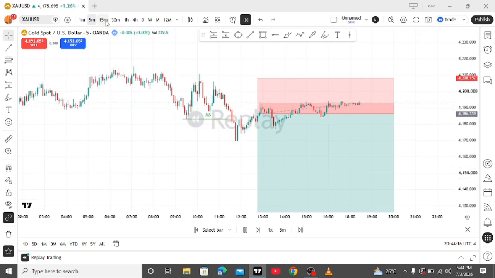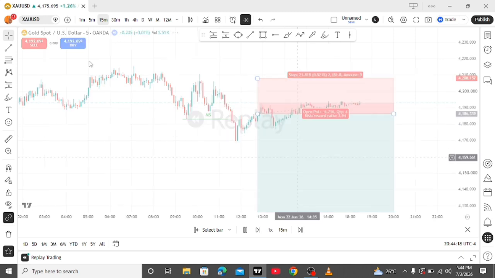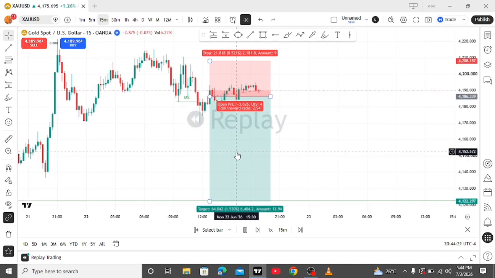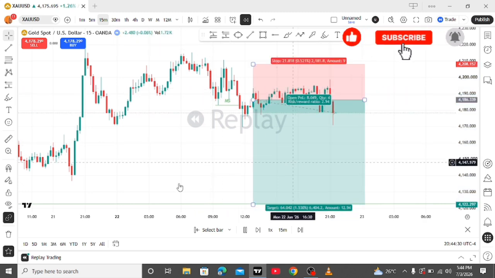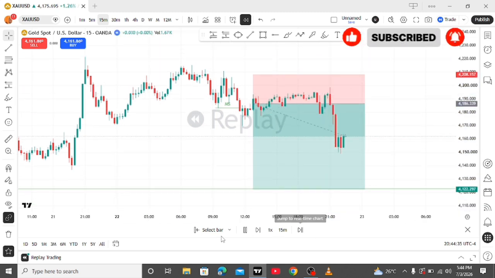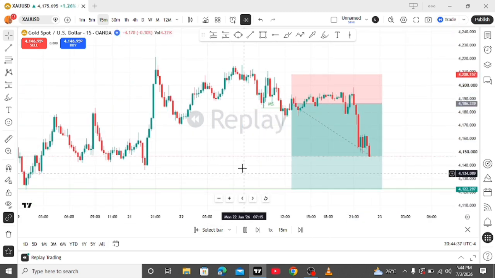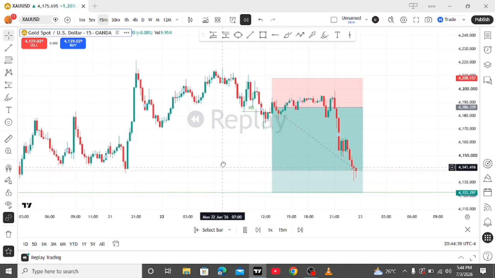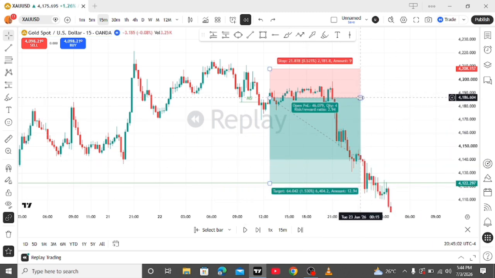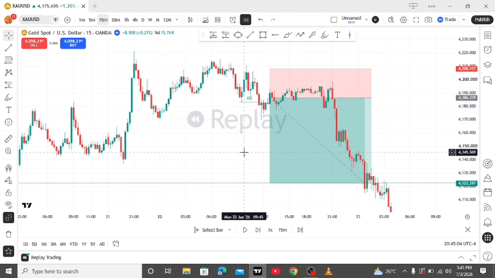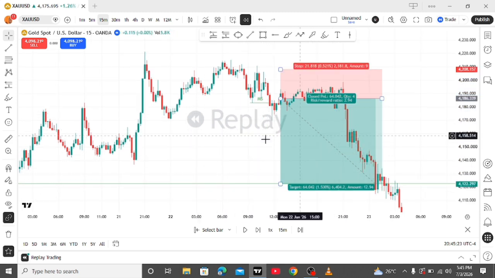Let's go over to the 15 minutes time frame so we get a clean view. Now the market is pushing to the downside. You can see this. As you can see, the market eventually smashed our take profit. So how did we manage to catch this whole move?